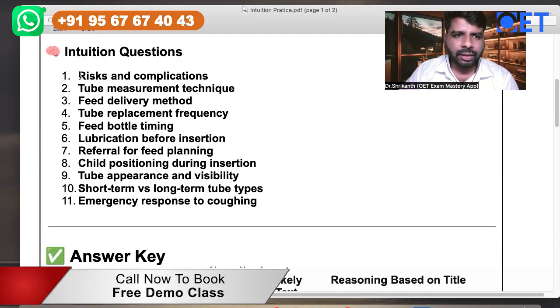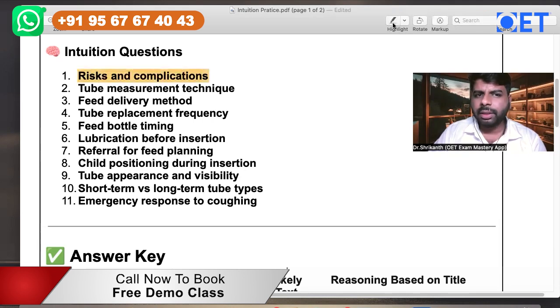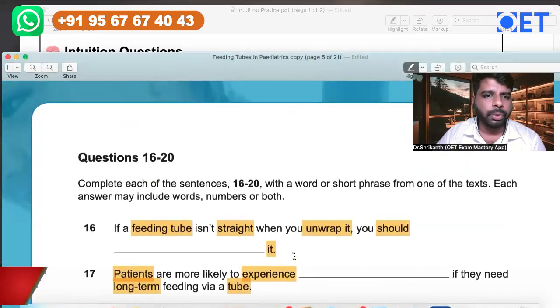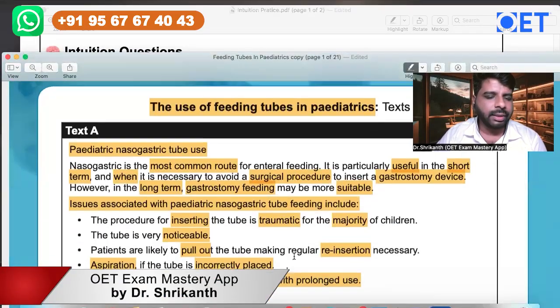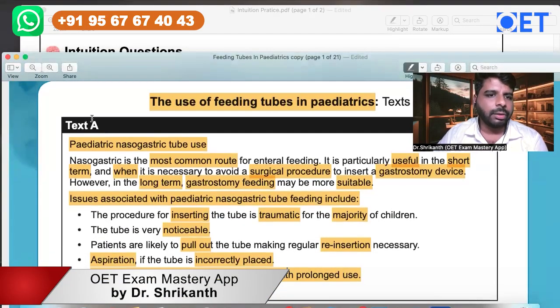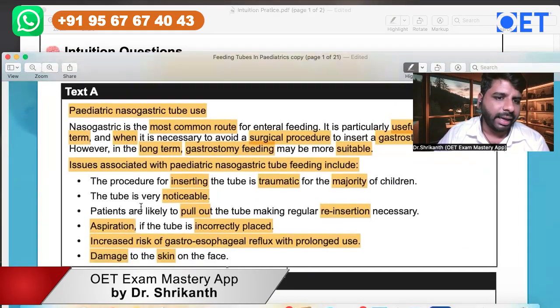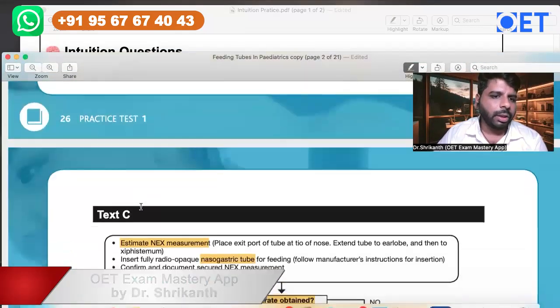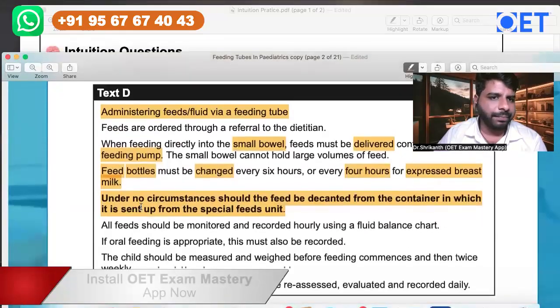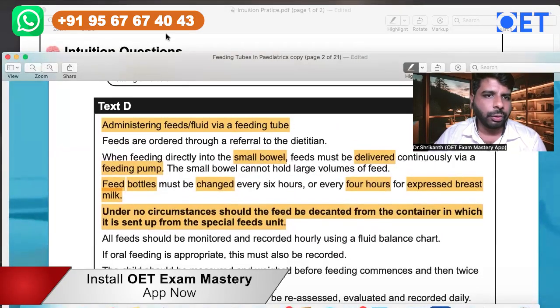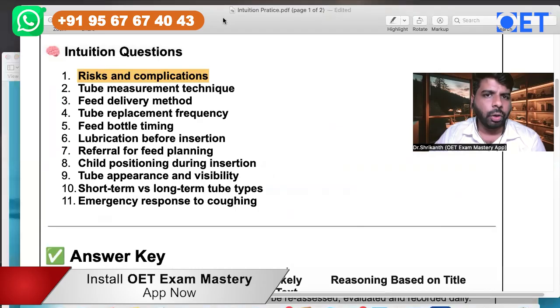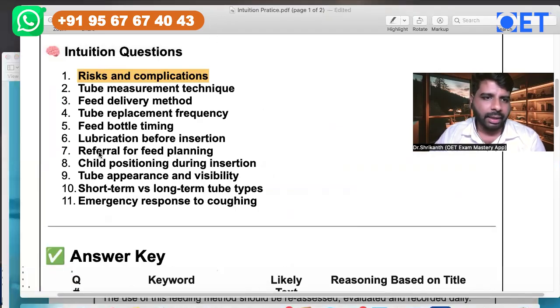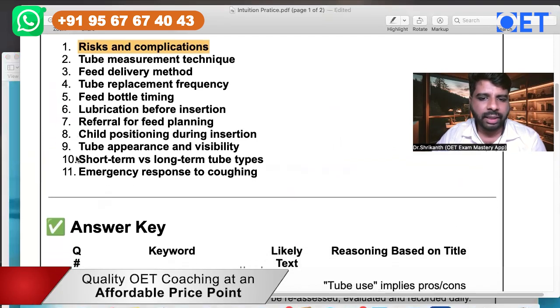Now the first question over here is risks and complications. What do you think the answer is going to be? If the question is asking you about risks and complications, type in the chat box: is the answer going to be in Text A, Text B, Text C, or Text D? What is the intuition telling you? The question is about risks and complications. Yeah, very good. So answer option A is where the answer is going to be.